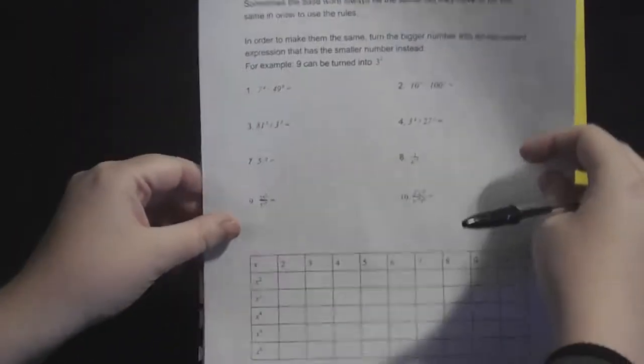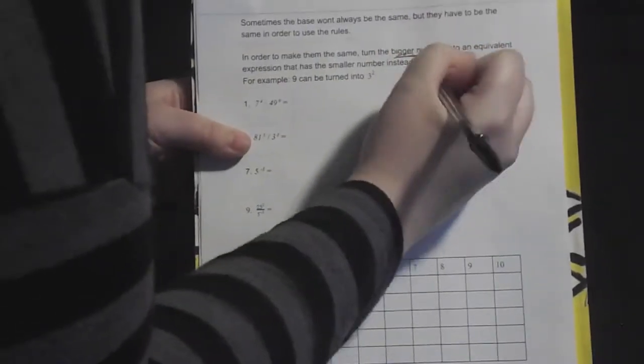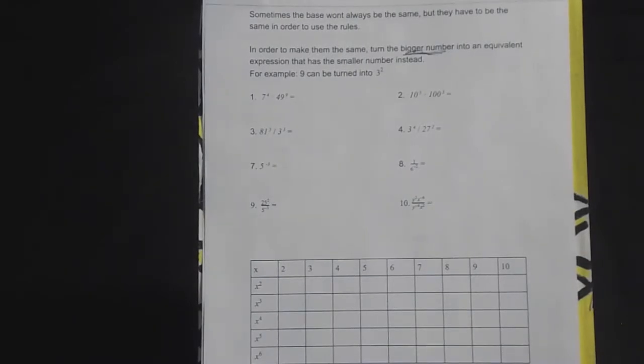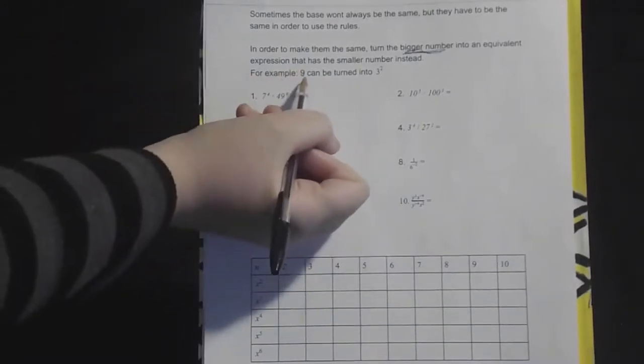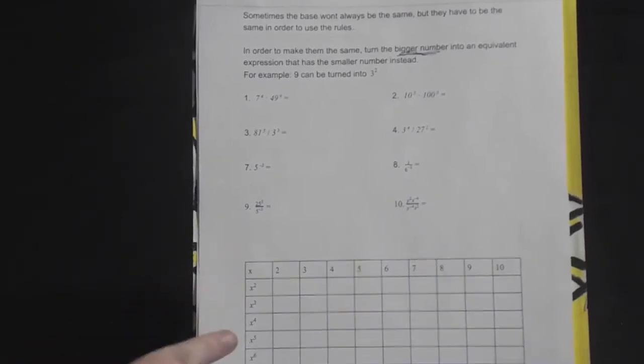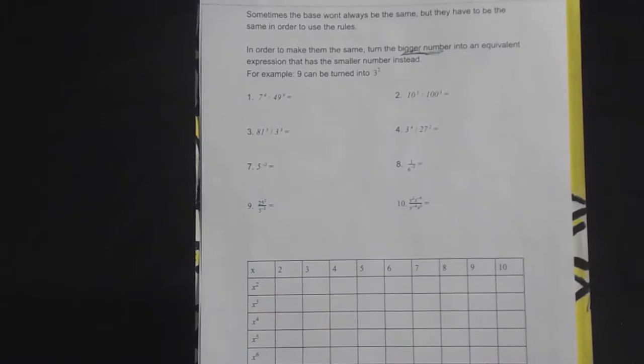Okay. So one thing that makes these harder is adding in these two rules. Another thing, go ahead and flip your paper over, that makes it harder is that sometimes, I'm reading here, sometimes the base won't always be the same. But they have to be the same in order to use these rules. So in order to make them the same, it's okay to turn the bigger number, so we're taking the bigger one always, and turn it into an equivalent expression that has the smaller number instead. For example, 9 is the exact same thing. Can be turned into 3 squared, because 3 times 3 is 9. Okay?